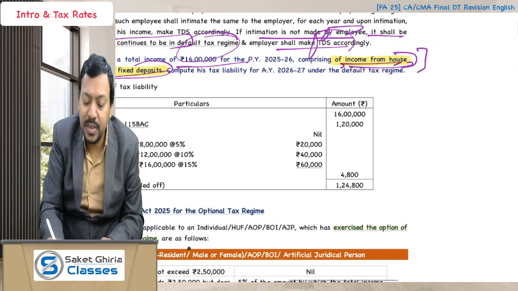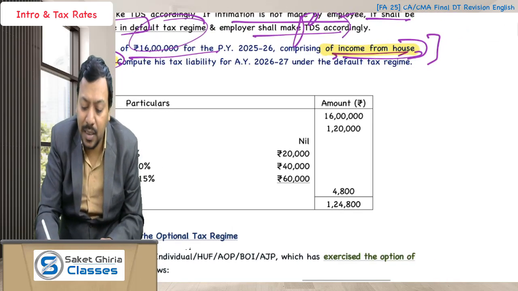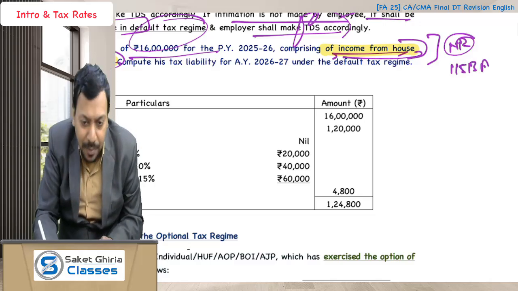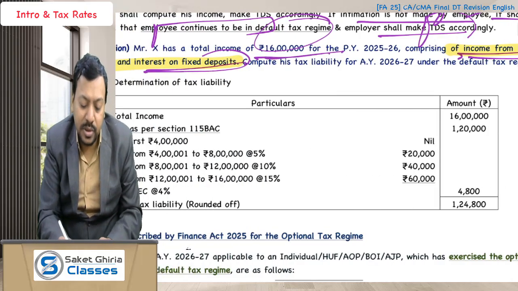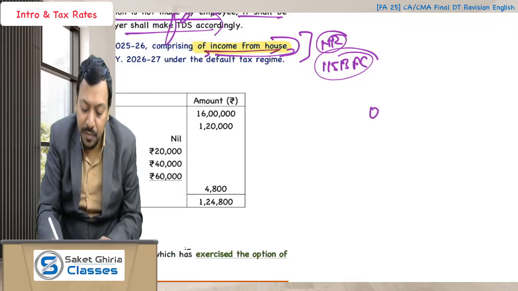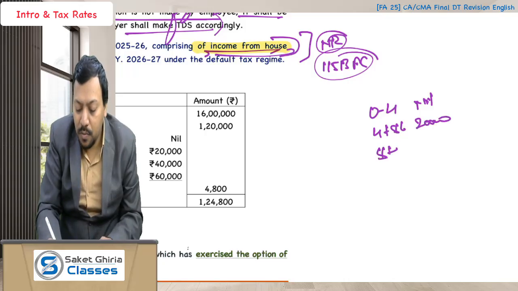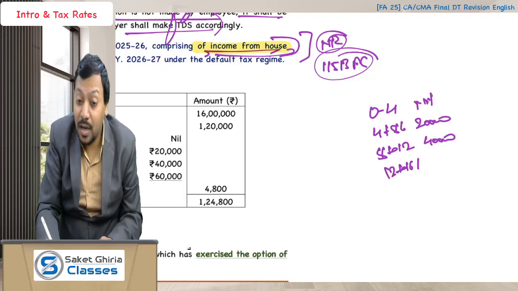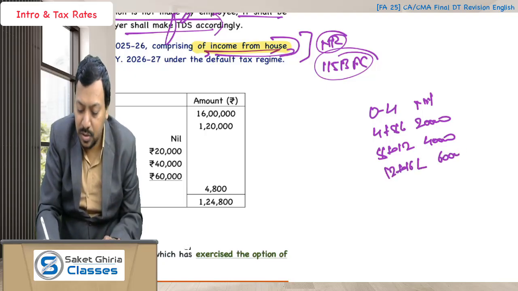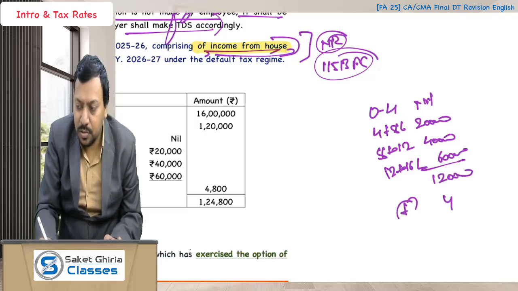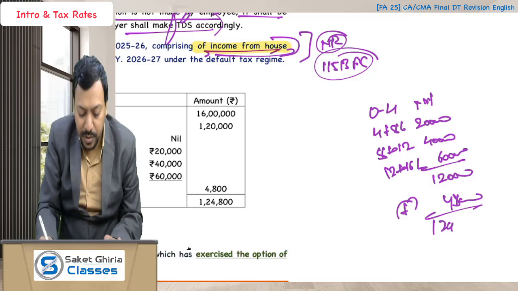It means both these incomes are going to be taxable at normal rates, which means the 115BAC slab will be applicable. So if my total income is 16 lakh, how much will my tax liability be? From 0 to 4 lakh, nil. Then 4 to 8 lakh, 5% means 20,000. 8 to 12 lakh, 10% means 40,000. And 12 to 16 lakh, 15% means 60,000. Means 1 lakh 20,000 plus 4% health and education cess of 4,800. So 124,800.